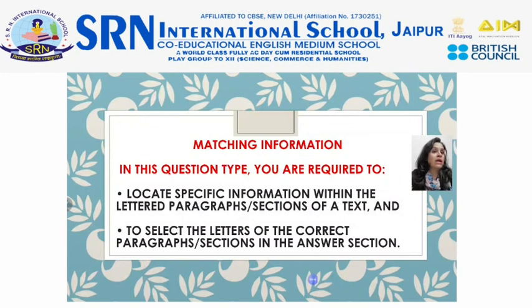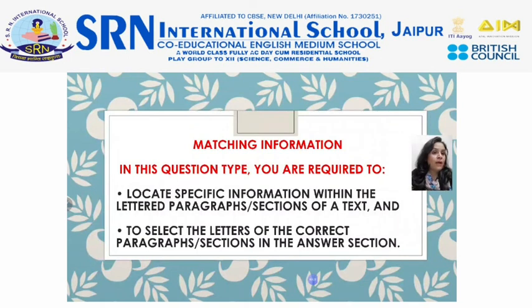In this question type you are required to locate specified information within the lettered paragraphs or sections of a text and to select the letters of the correct paragraphs or sections in the answer section. You may be asked to find specific details, an example, a reason, a description, a comparison, a summary or an explanation. You will not necessarily need to find information in every paragraph or section of the text, but there may be more than one piece of information that you need to locate in a given paragraph or section. When this is the case, you will be told that you can use any letter more than once. I hope this is very clear to you.